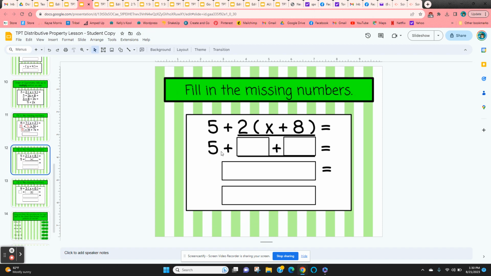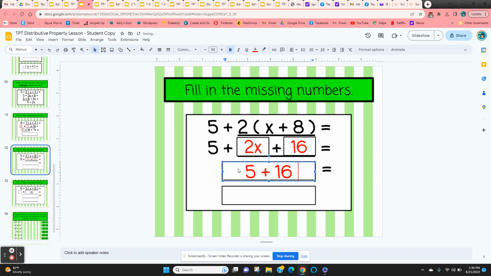Same thing here. 5 is not going to change. 5 stays the same. They're going to distribute first, so you get 2x plus 16. In the next step, they're going to use that commutative property, and they're going to change the order. So they're going to just type in 5 plus 16 plus 2x. They change it so those two whole numbers are next to each other. And they're going to get 21 plus 2x.